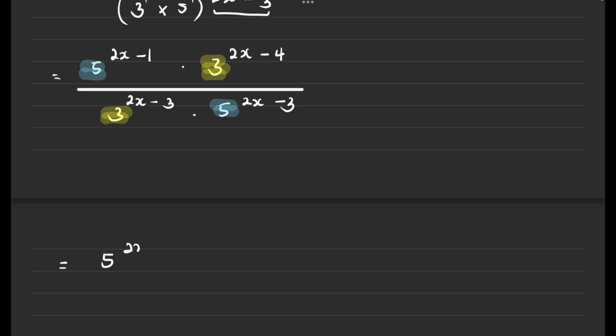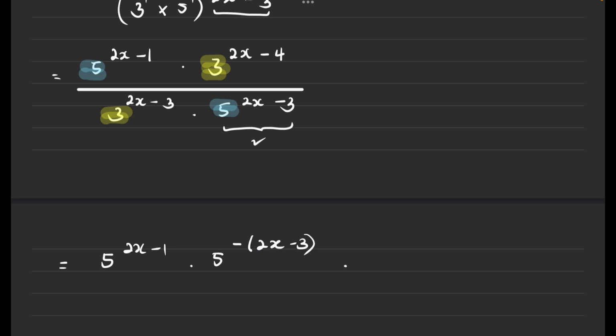5 to the 2x minus 1, and then I'm going to multiply it with what? With this being brought up right now. So the effect of that is that the sign of the exponent is going to change. It's going to be 5 to the power of minus 2x minus 3. So the exponent of this guy has changed now. Can you guys see that?